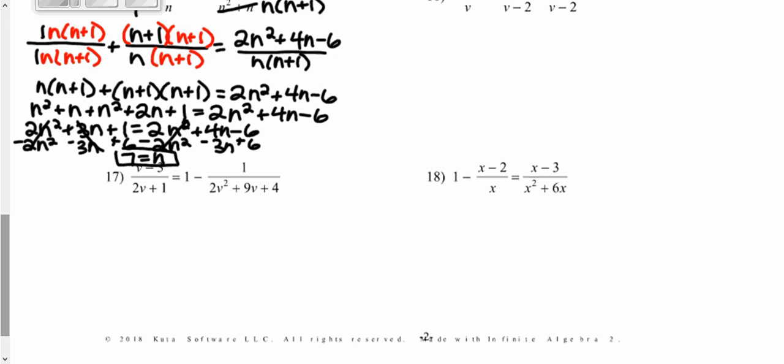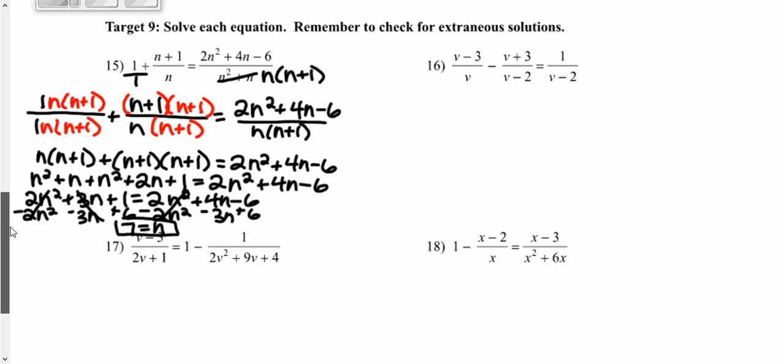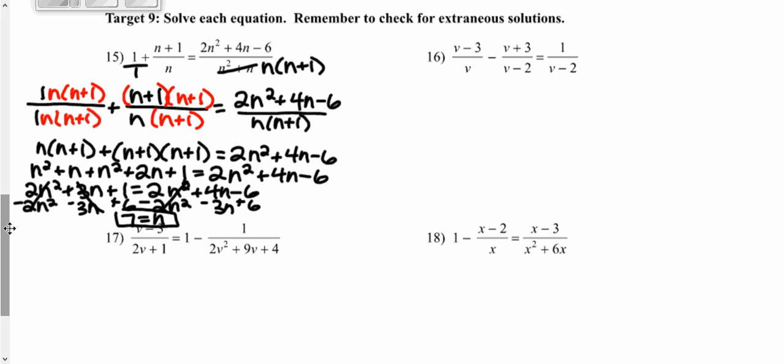So if 7 equals n, I'm going to go back and check for extraneous solutions. 7 does not make any of the denominators equal to 0, so that is good to go. Same idea, different problem. None of my denominators on number 16 are factorable, so I'm going to go ahead and start by rewriting the problem.